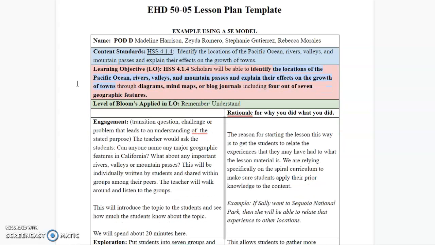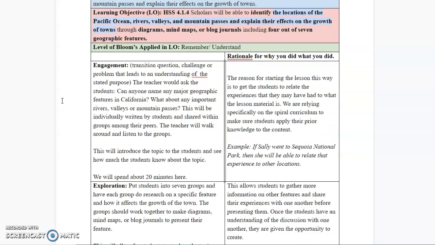So then our learning objective is scholars will be able to identify the locations of the Pacific Ocean, rivers, valleys, and mountain passes, and explain their effects on the growth of towns through diagrams, mind maps, or blog journals, including 4 of the 7 geographic features. The level of Bloom's is remember.